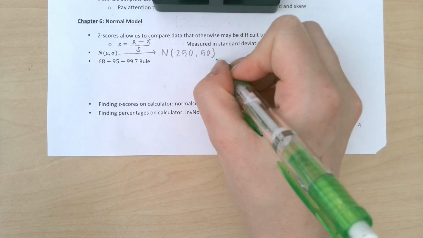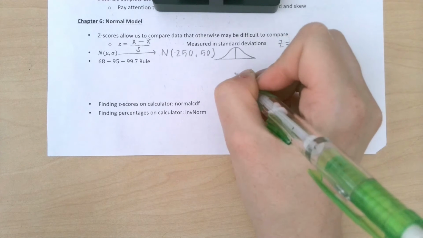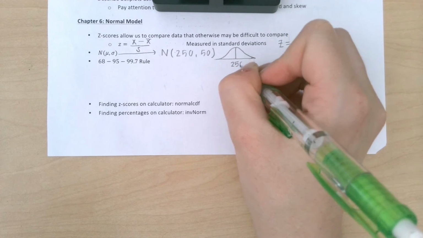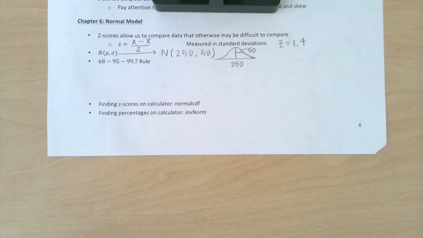Other times they're just going to give you a picture, so they might draw that normal model. I would have my average labeled, or my mean labeled, at 250 and my standard deviation of 50.